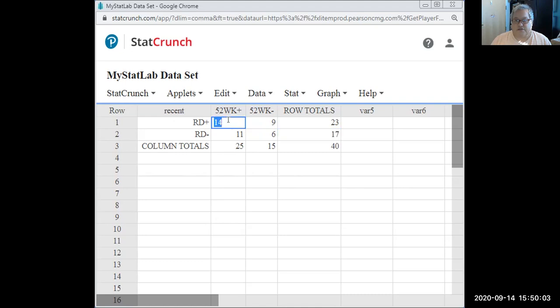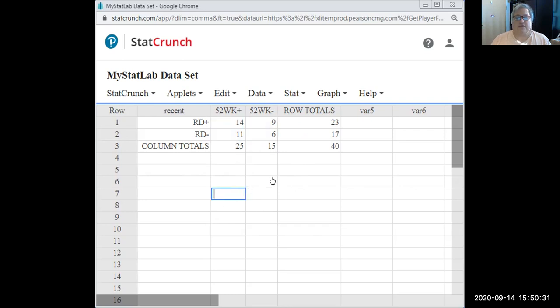Column percentages are computed by taking the contingency counts and dividing them by the column totals. And overall totals are calculated by taking any number and dividing it by the grand total of 40. And those are called overall percentages. So those are the 3 varieties of percentages that can be calculated from a contingency count.